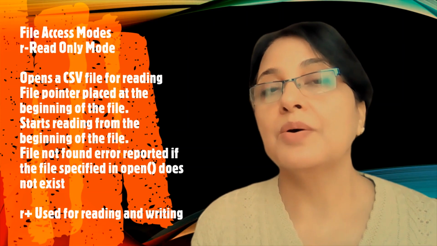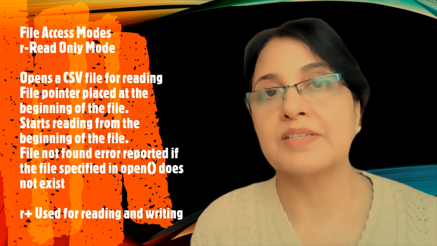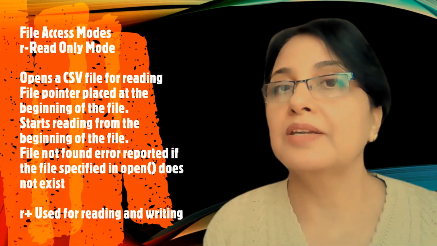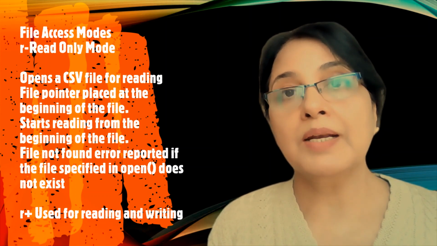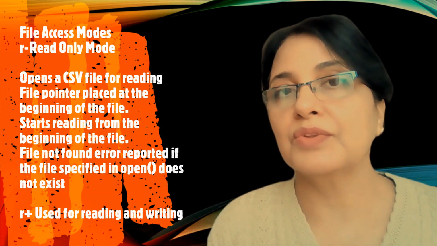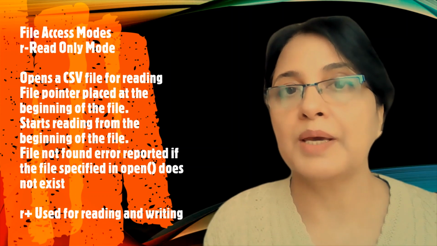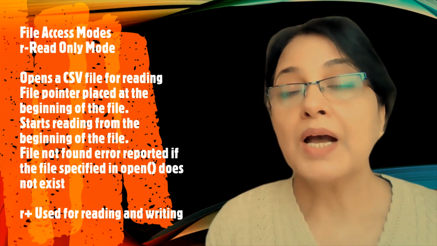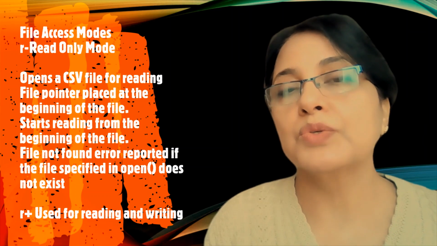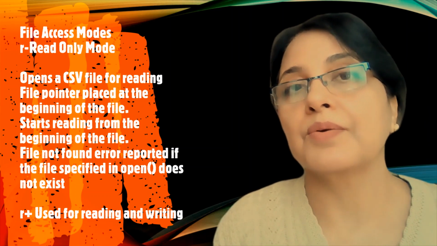We start with read-only mode, which is our default access mode, and it opens a CSV file for reading only. The file pointer is placed at the beginning of the file. It starts reading from there, and if the file is not found, it reports an error. R plus is used both for reading and writing.